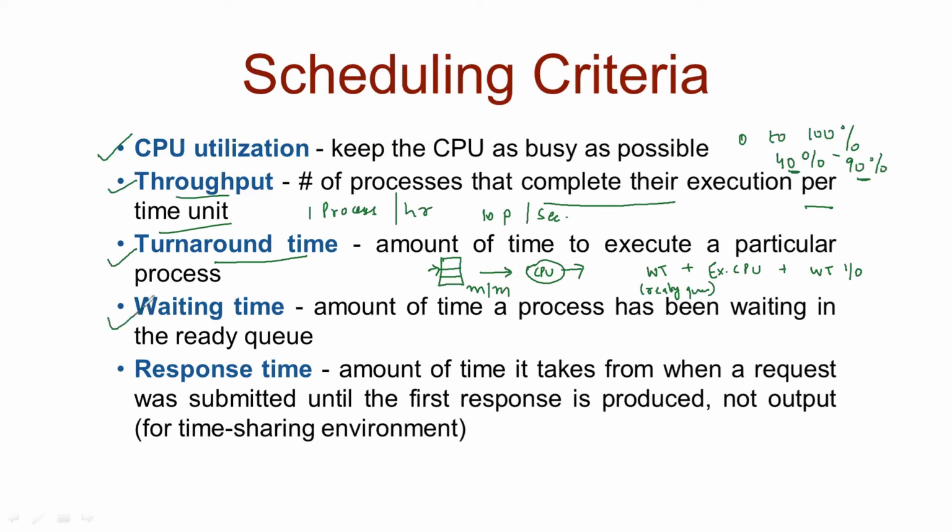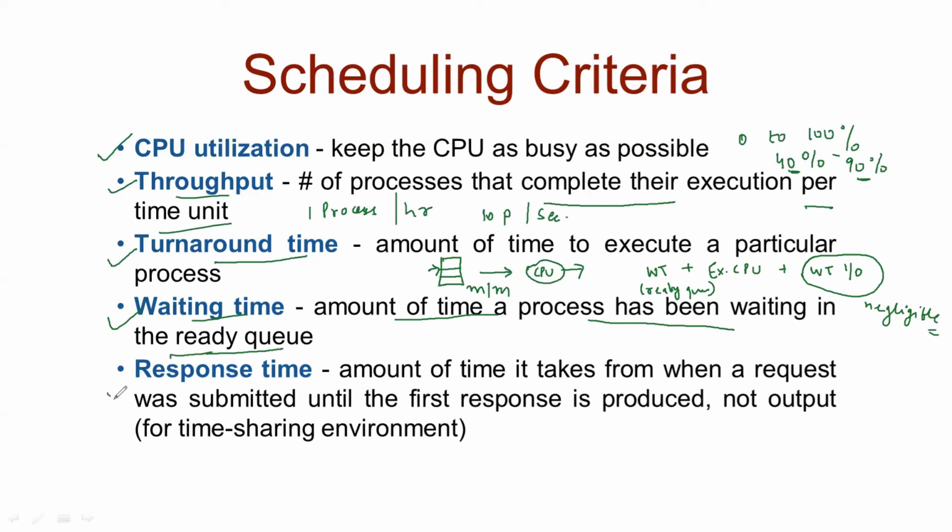Next is waiting time. The CPU scheduling algorithm does not affect the amount of time during which a process executes or does input output. So we always consider the waiting time as the amount of time a process has been waiting in the ready queue. We always consider the waiting time for input output as negligible.